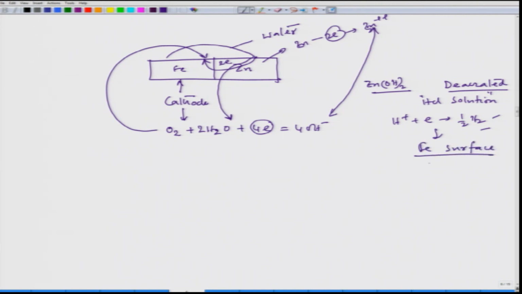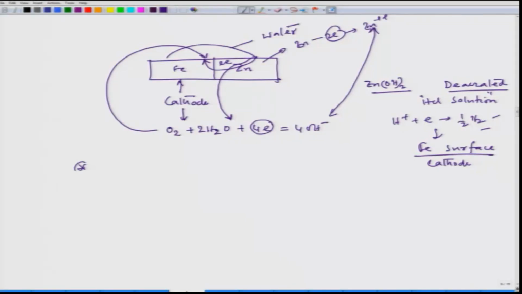So, the iron surface acts as cathode. So, remember, cathode indicates cathodic reactions on that particular surface. Let us write it down: cathodic reactions take place.